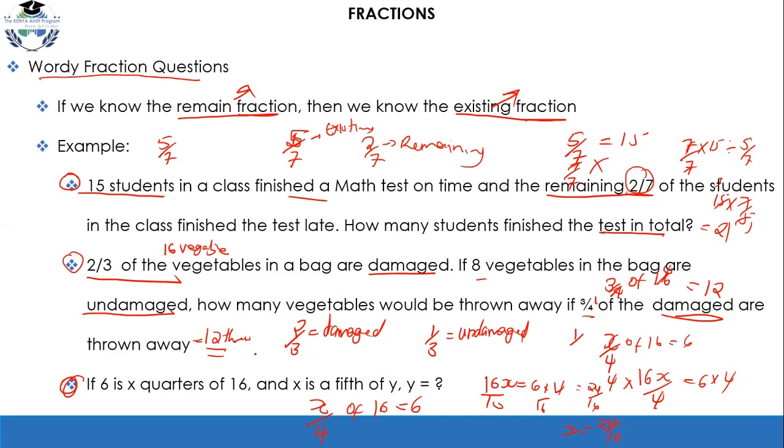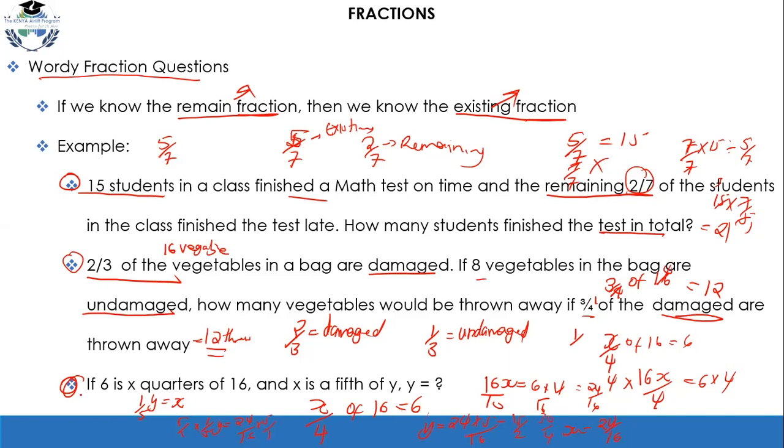And x is a fifth of y. So 1 over 5 y is equal to x. So 1 over 5 y is equal to 24 over 16, times 5 over 1. This gives you y is equal to 24 times 5 over 16. So the people who got 15 over 2 or 30 over 4 are of course correct.